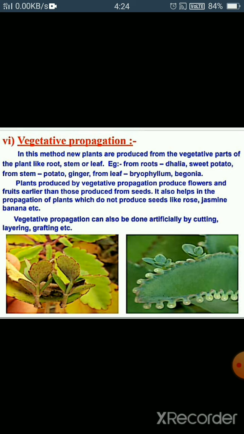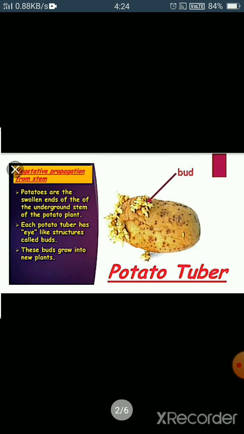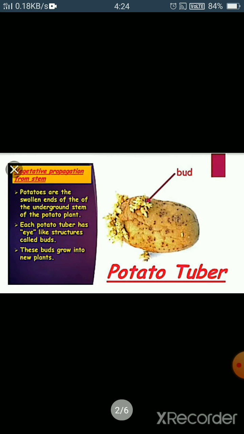Some of them grow with the help of stem, some of them by roots. So this is called vegetative propagation. Here you can see the buds appear on the potato, right? Each potato tuber has eye-like structures which are called buds, and these buds can grow easily into new plants.